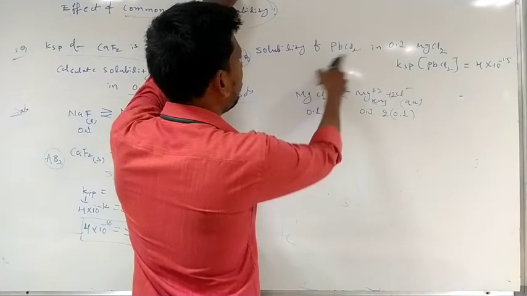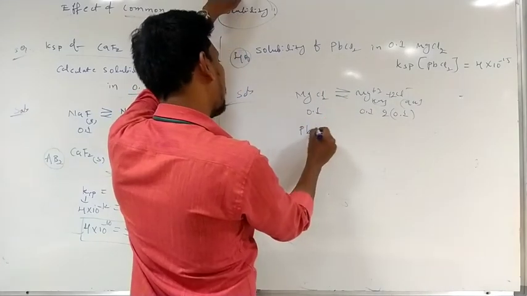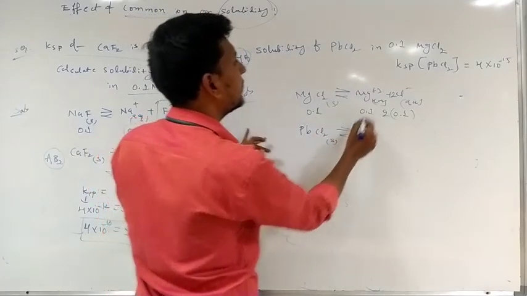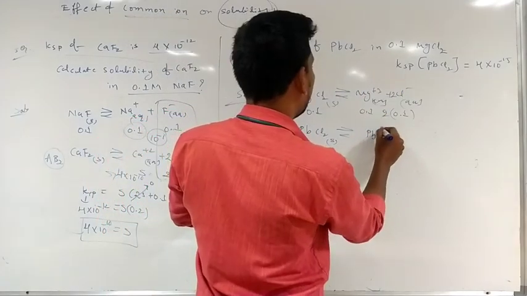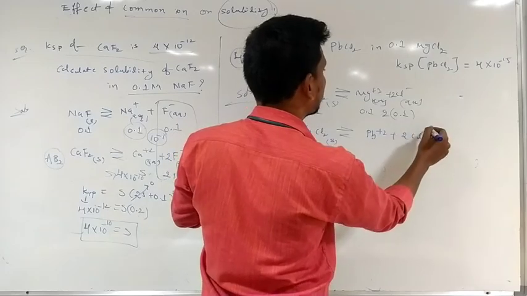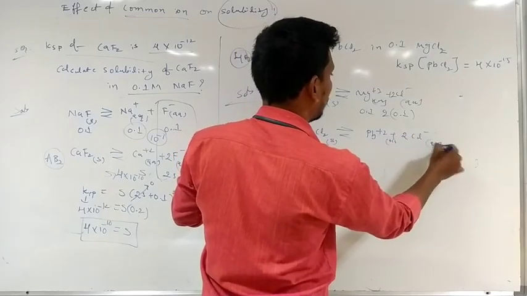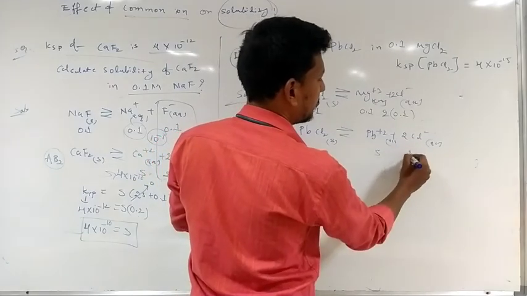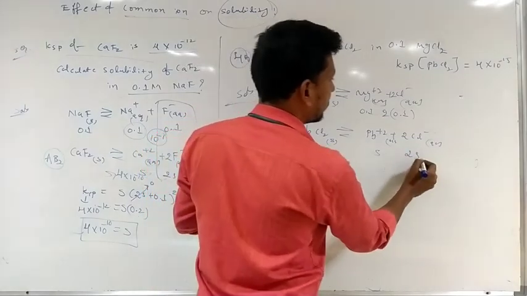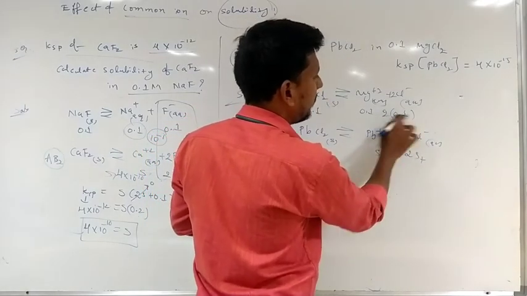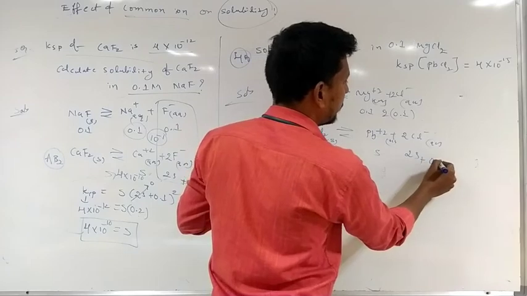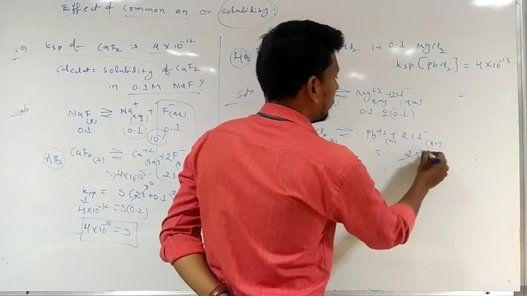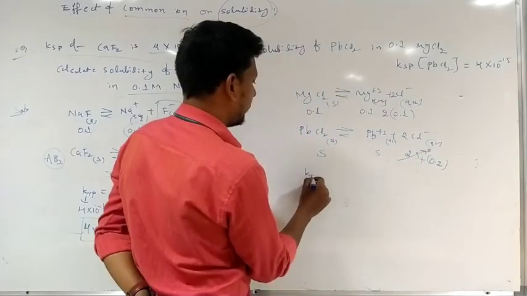Next is PbCl2. PbCl2 solid is in equilibrium with Pb2+ plus 2Cl-, both aqueous. Here this is S, and 2Cl- is 2S. To this 2S I am adding 2 into 0.1, which is 0.2. I am going to neglect the 2S term when calculating the Ksp.